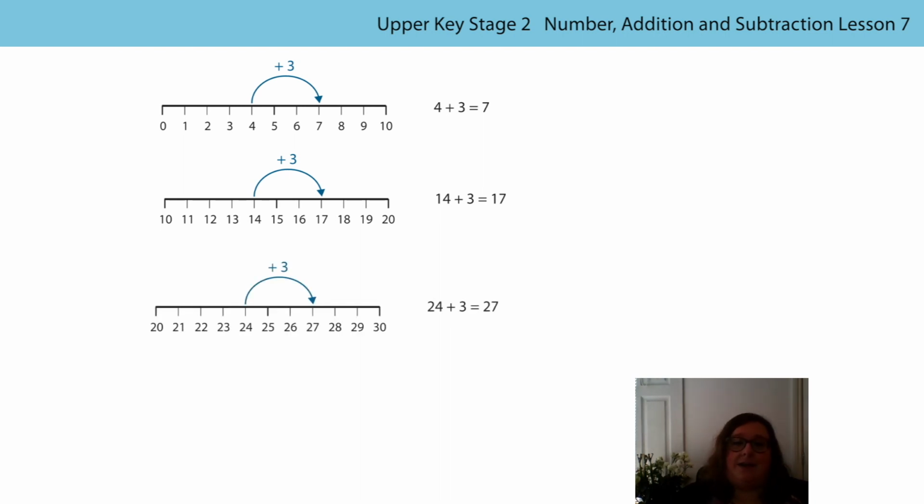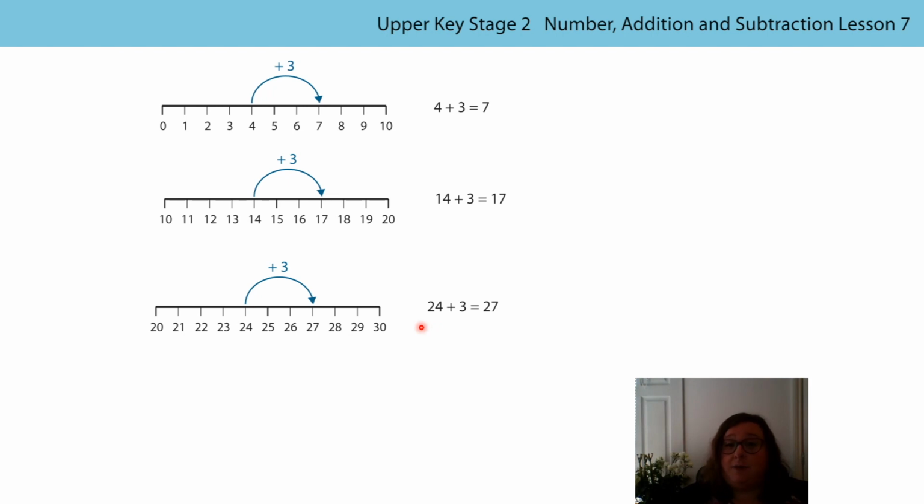Okay, so now instead of 4 add 3 is equal to 7, we've got 24 add 3 is equal to 27. So what's the same? That's right, we're still adding 3. You can see it here on the number line and here in the addend. What's changed from 4 add 3 is equal to 7? That's right, we've added 2 more 10s.